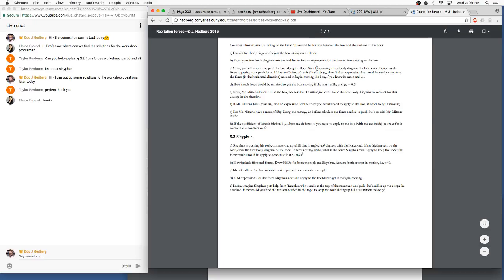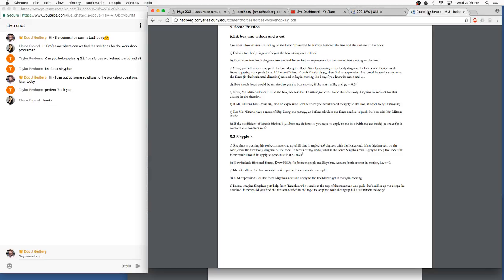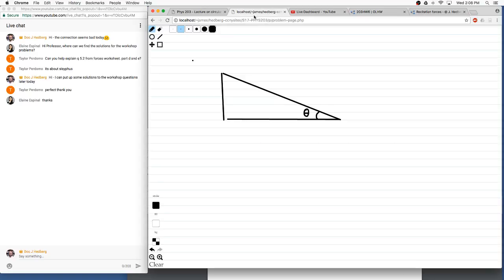Okay, so Sisyphus is pushing the thing up a ramp, and we know ramps look like this. We know there's usually an angle theta here, and we want to find D and E, which says find expressions for the force Sisyphus needs to apply to the boulder to get it to begin moving. Another way of saying that in physics language is to say we need to overcome F static max. Okay.